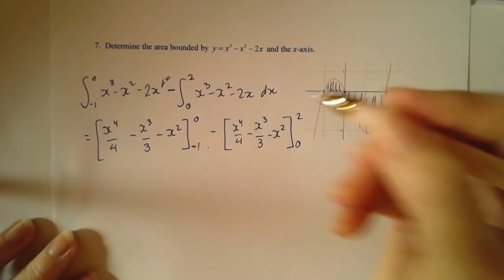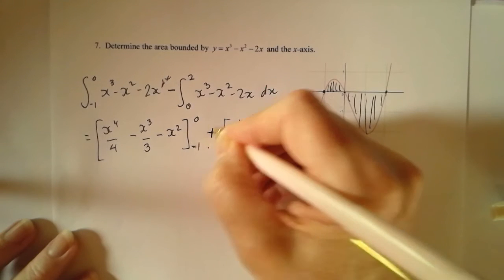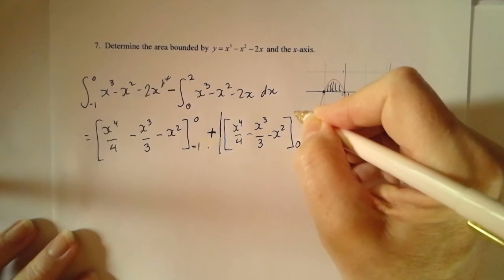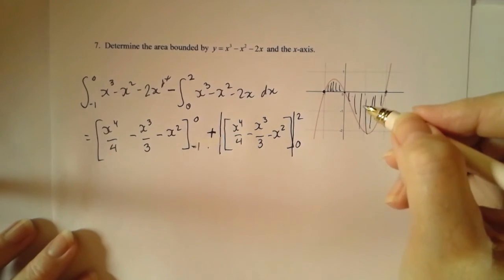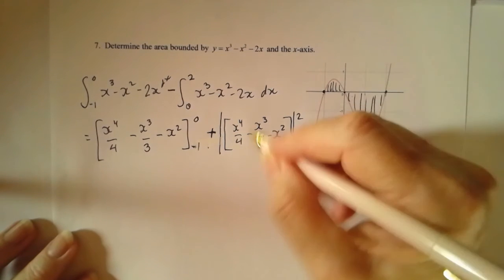Now, could I have said plus that area and made this absolute value? Absolutely. Could have done that. No problems at all. Could have done absolute value of that.